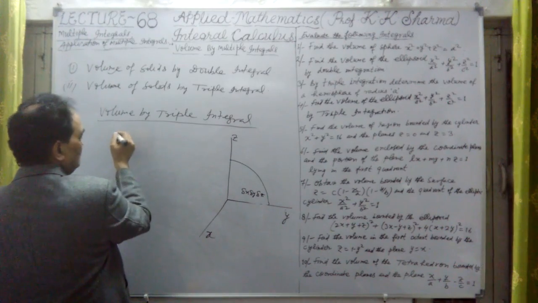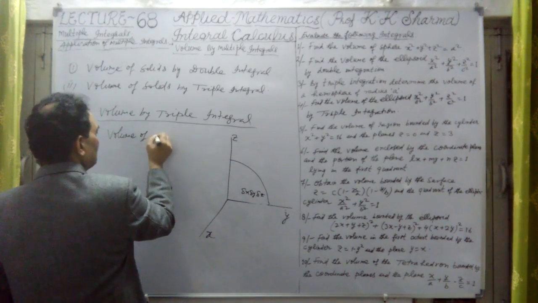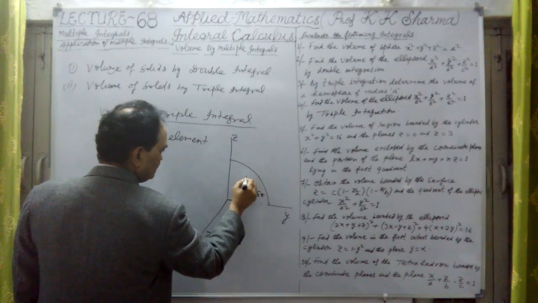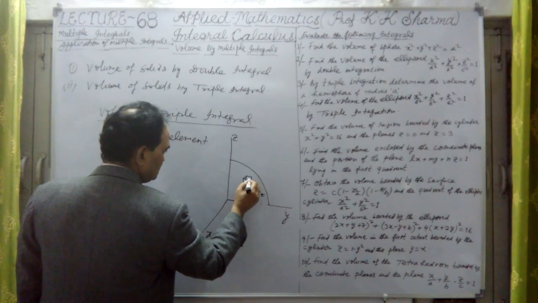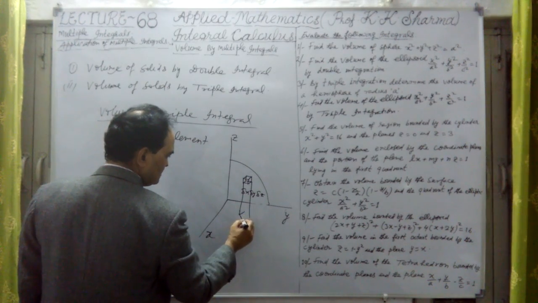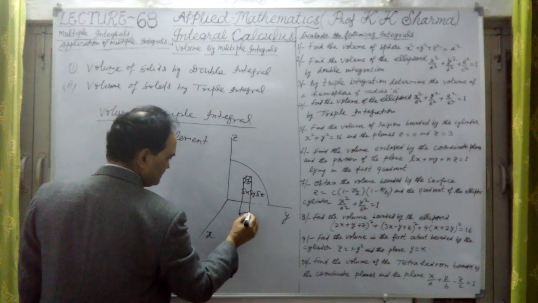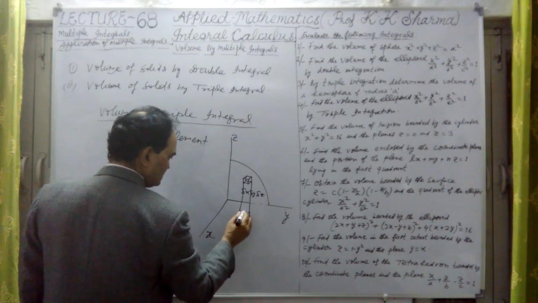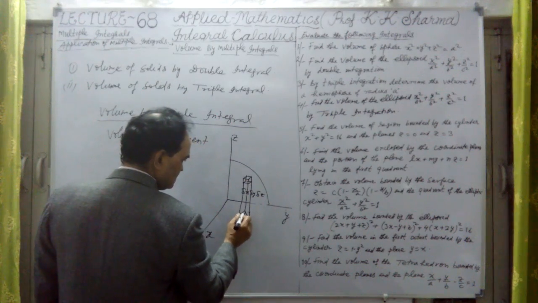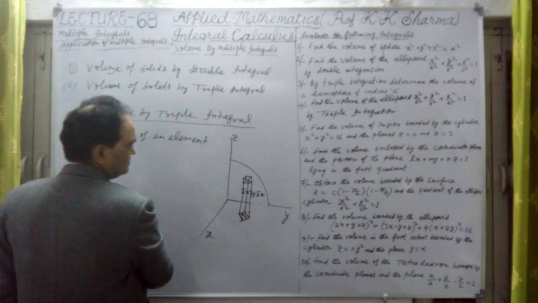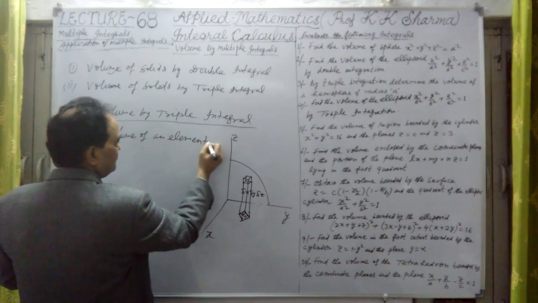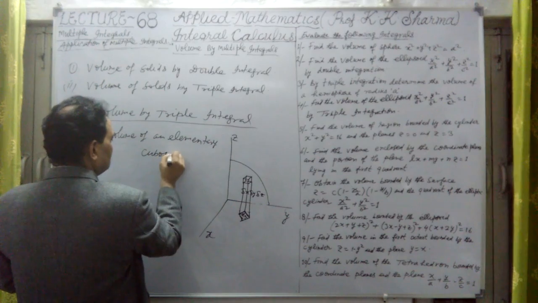Therefore, the volume of an elementary small element is a cuboidal shape here. So this cuboid is delta x, delta y, delta z. This is the volume of an elementary cuboid. In this case, we are taking a cuboid.